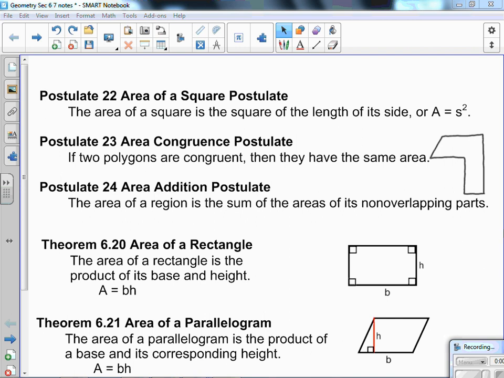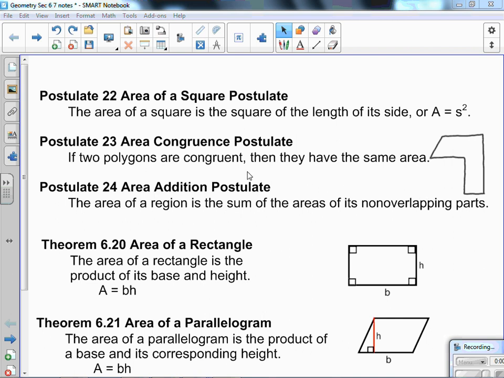All right, so section 7, chapter 6, looking at areas and area formulas for quadrilaterals. Most of these are formulas that you should know just from growing up, like you start covering area in 4th or 5th grade. So postulate 22, area of a square postulate. Area of a square is the square of the length of its side, or the formula A equals S squared. So take the side length and square it, and you've got the area of the square.